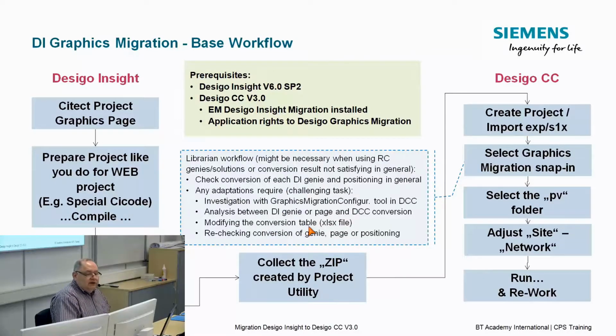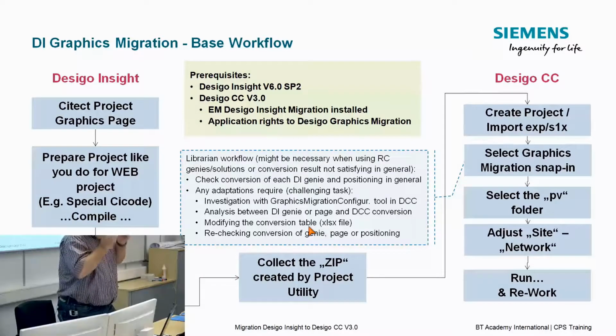So the magic part of it is actually that we know what genie and symbol you have used in the Desigo Insight project and replace them with the Desigo CC symbols. Okay? And now the question: what works and what does not work, you know?